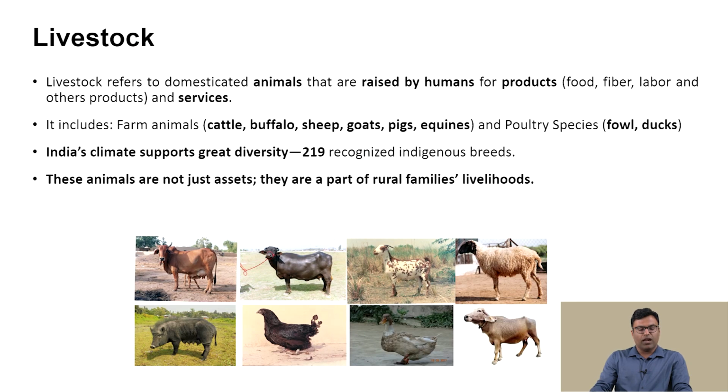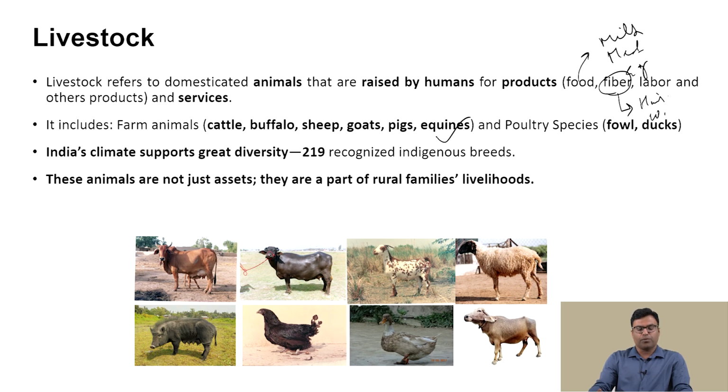So first is livestock. Livestock like cattle, buffalo, sheep, goats, pigs, equines, and the different poultry species which are raised by humans for their products and services are known as livestock. Humans raise these animals for food like milk, meat, egg. Under fiber, you will find their hair and wool. So all these products we get from these animals come under livestock.